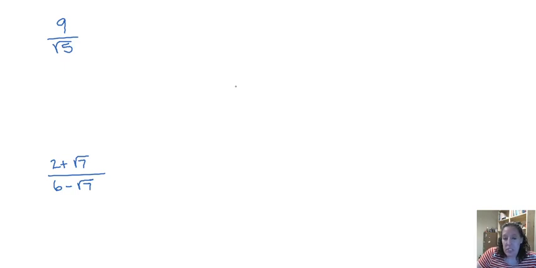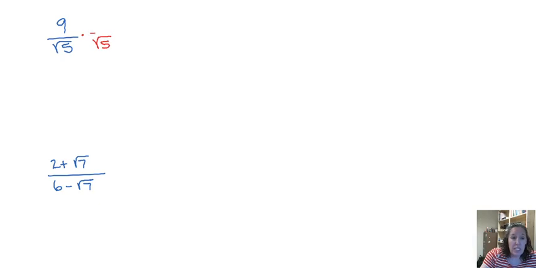The square root of 5 is not a rational number, but it's just one term. It's what we call a monomial. If you have a monomial, meaning no pluses or minuses in the denominator, we're going to multiply by something that's going to make this a perfect square. The easiest way to make a square root a perfect square is to multiply by what would effectively be the denominator itself.